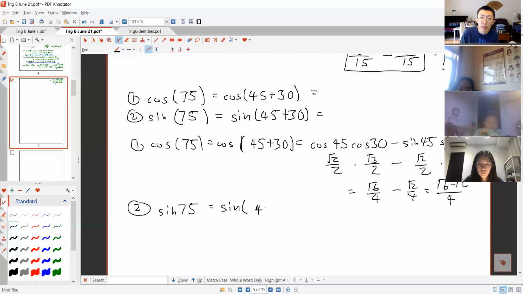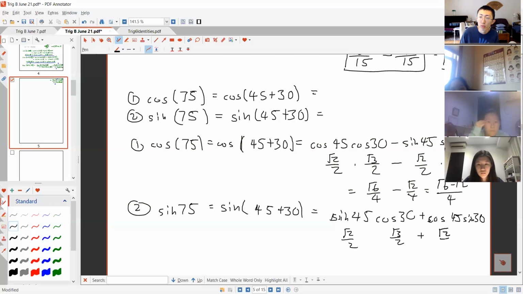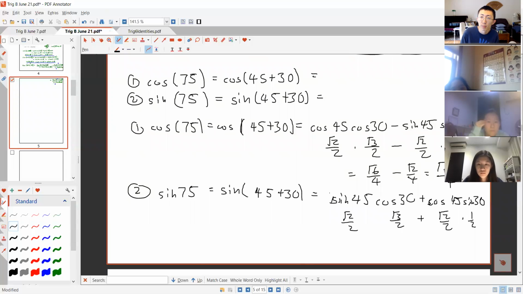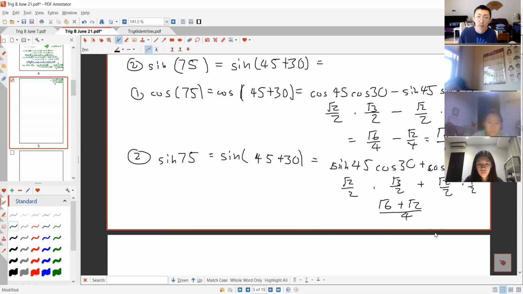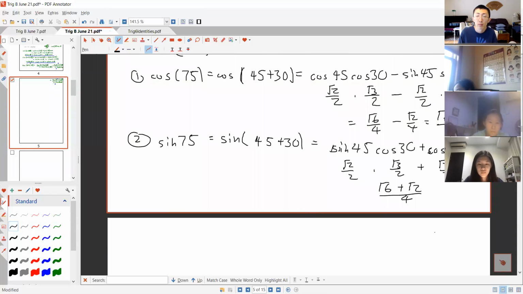Okay. So sine 75. We break it down the same way. And then I just plug into the sine addition formula. So sine first angle, cosine second angle, plus cosine first angle, sine of second angle. And then let's see, so root 2 over 2 times root 3 over 2 plus root 2 over 2 times 1/2. So it looks pretty similar. This is root 6 plus root 2 all over 4.